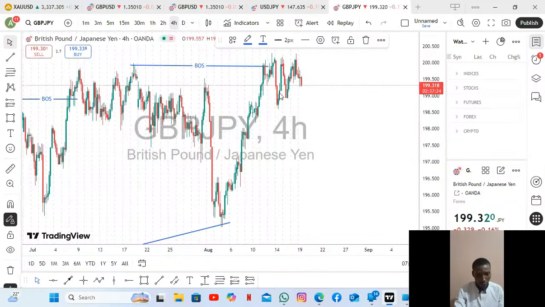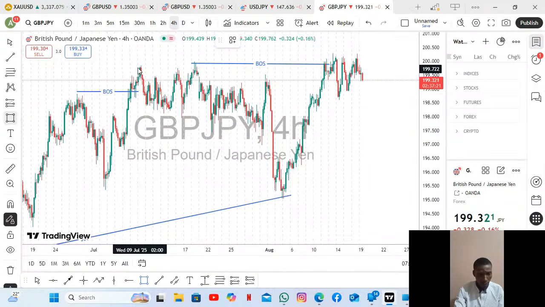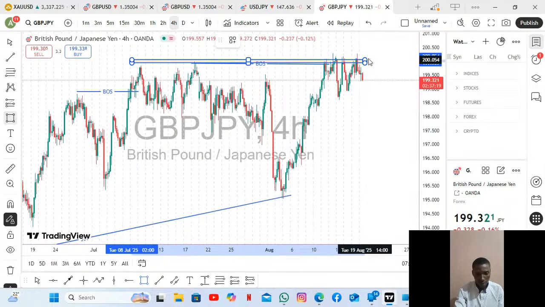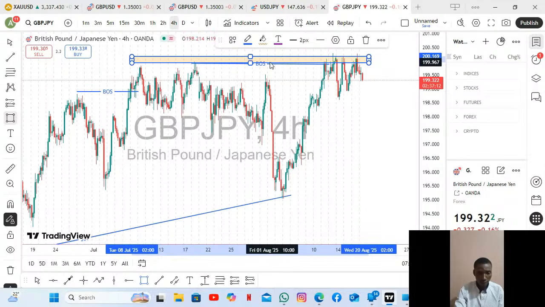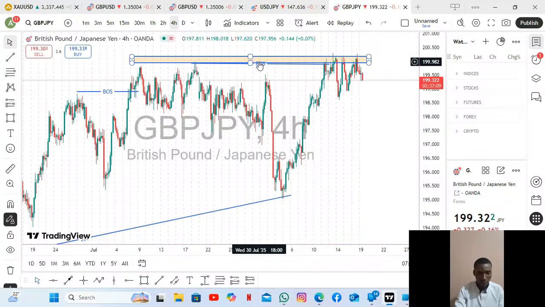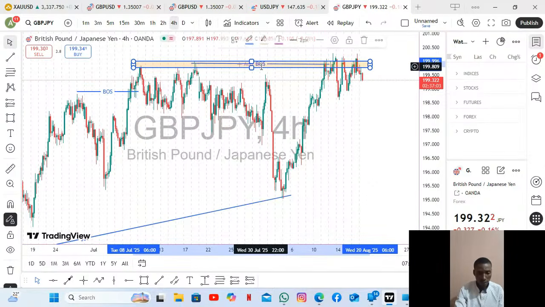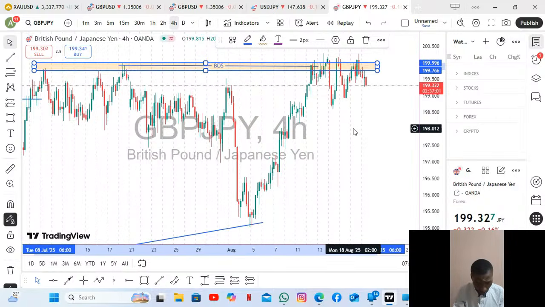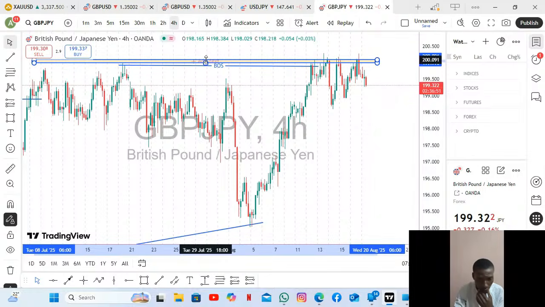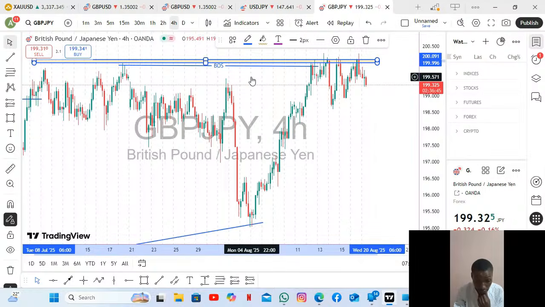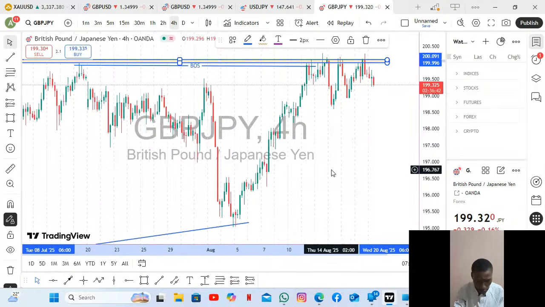In the 4-hour time frame, we can see clearly that the market has been respecting this resistance level for some period of time. And the market has been going up, going up, going up. We have been seeing it respecting our resistance, and we have been seeing so many weak rejections. Perhaps it is time for the market to come down, and we are not sure, but let's look closely.